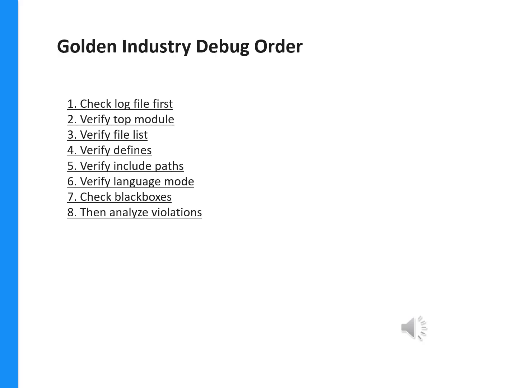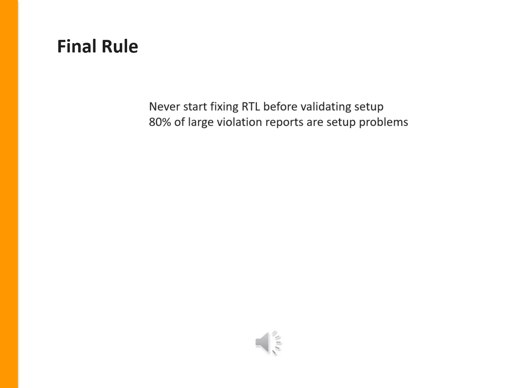This is the recommended industry best practice order for debugging a LINT environment. The process begins by checking the log file to quickly identify setup and tool-related issues, followed by verifying the top module, file list, defines, include paths, and language mode to ensure the tool is analyzing the design correctly. Black boxed instances are then reviewed to confirm that no RTL or libraries are missing. Only after all setup issues are resolved should designers analyze reported violations, ensuring that the remaining errors reflect real design problems rather than configuration mistakes.